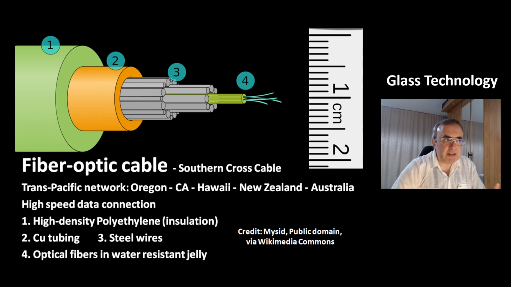This is an example of a fiber optic cable from the Southern Cross cable. It's a trans-Pacific network that connects Oregon to California, to Hawaii, to New Zealand, and Australia. It provides a high-speed data connection. The structure of this cable is high-density polyethylene at the outside, then copper tubing, steel wires, and in the inside there are optical fibers that are embedded in a water-resistant jelly.